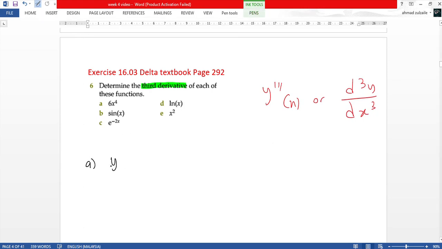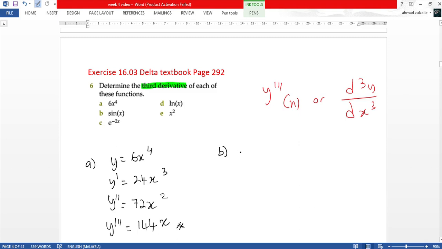Question A, y equal to 6x power of 4. Y prime is 24x power of 3. Remember, bring down the power and then subtract the power by 1. Since you bring down the power, therefore 4 should be multiplied with 6, so becomes 24, and subtract 1 from your power. So how about the second derivative? Bring down the 3, multiply with 24, becomes 72. Power minus 1 is 2. Y triple prime, 72 times 2 is 144. And then power minus 1, so 2 minus 1 is 1. So this is the final answer.